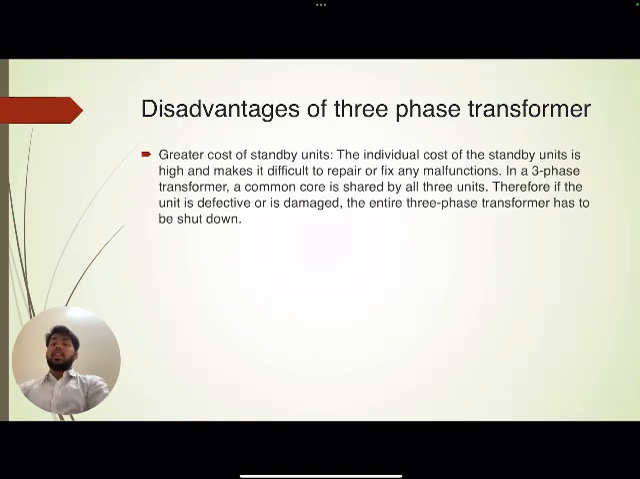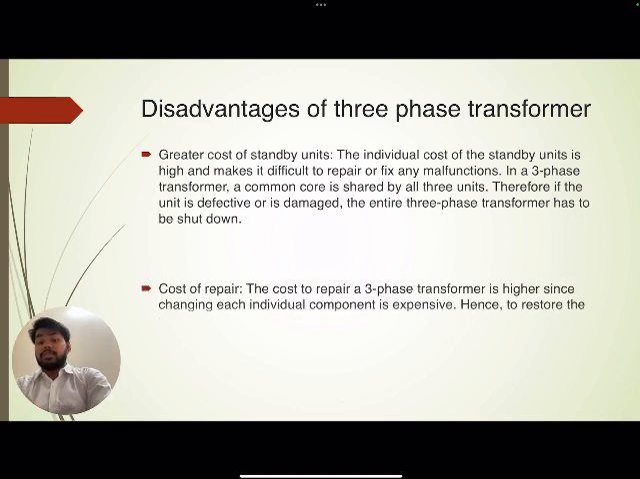Disadvantages. Greater cost of standby units. The individual cost of a standby unit is high, which makes it difficult to repair or fix any malfunctions in a three-phase transformer. A common core is shared by all three units. Therefore, if the unit is defective or damaged, the entire three-phase transformer has to be shut down.